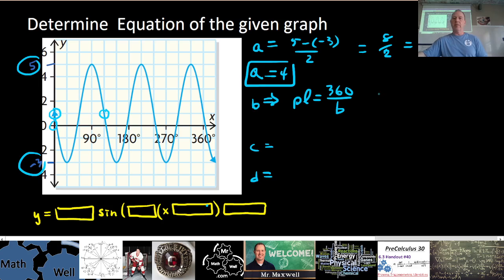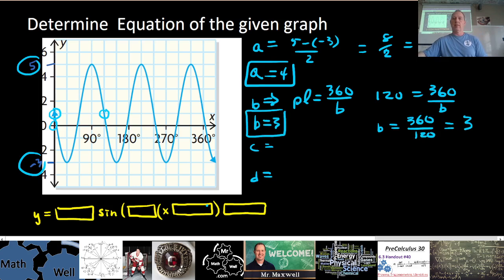So that means that 120 equals 360 over B, or B equals 360 over 120, which is 3. Okay, so B is 3. Everybody agree with that? Yes. Very good. So let's just see if there's 1, 2, 3 cycles in 360. Absolutely true. So we're going great here.